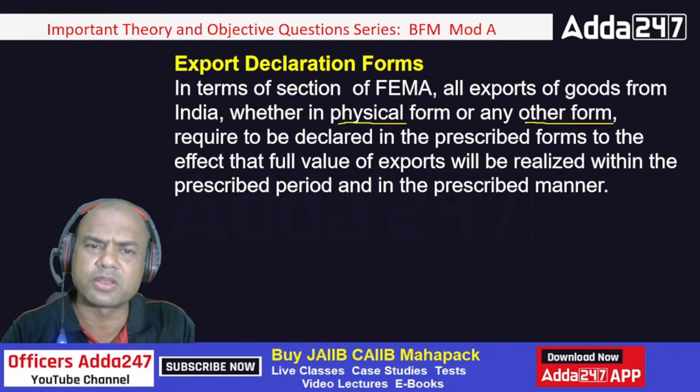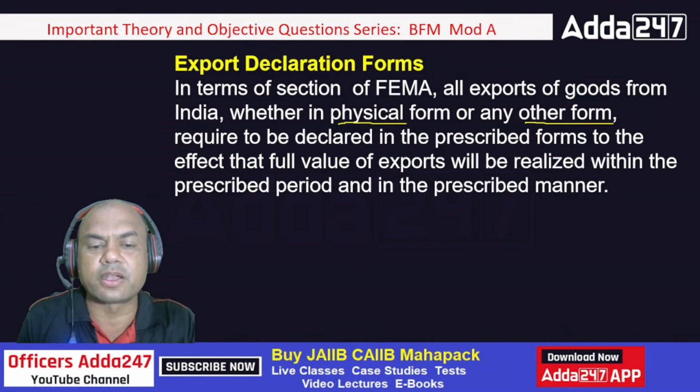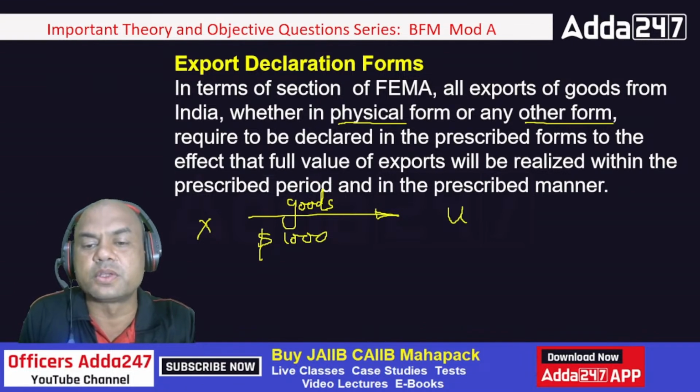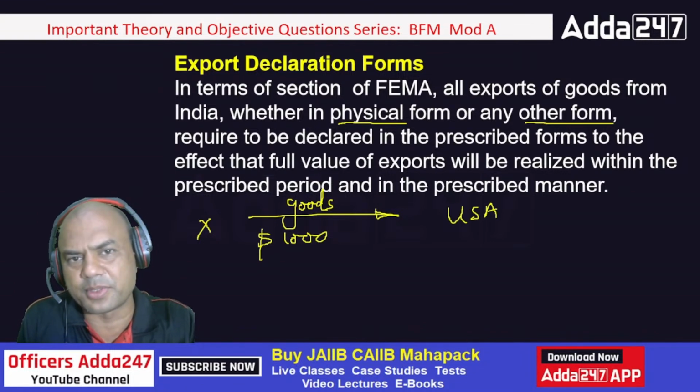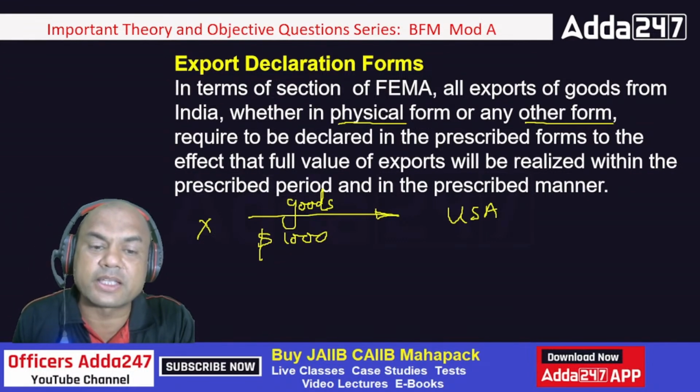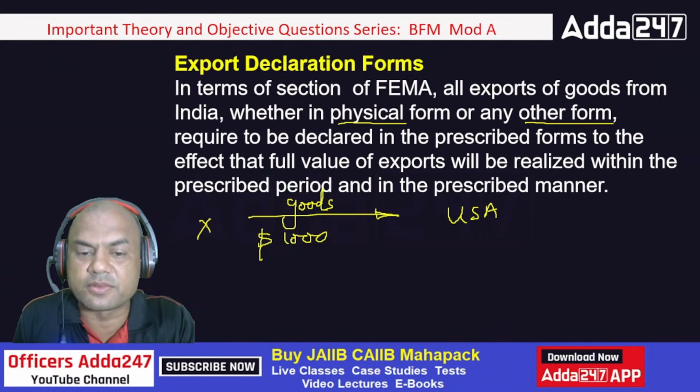What do you mean by all this? See here, it means that suppose person X has exported some goods worth, let's say, $1000, and he has sent it to USA. I'm taking USA as an example; it can be any country. Now this person from USA must pay $1,000, so I must receive this $1,000.